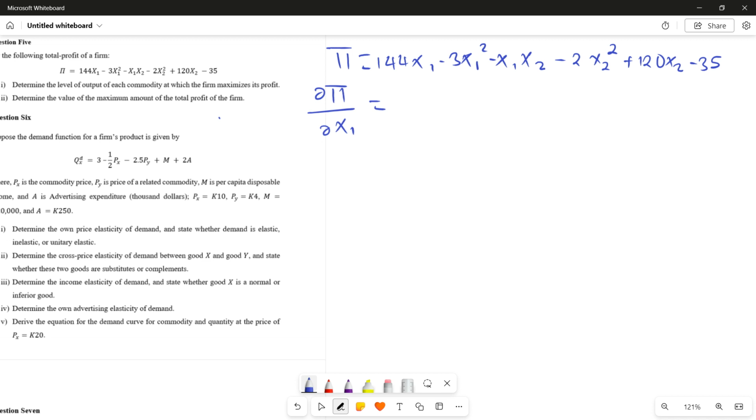Great. Let's do this. First part, 144x1. We want to differentiate that term with respect to x1. This x1 is raised to a power. There's a power there, even if it's not written, but it's there.